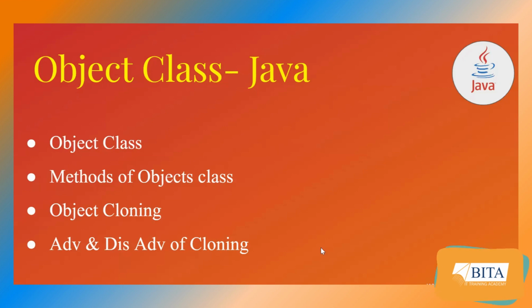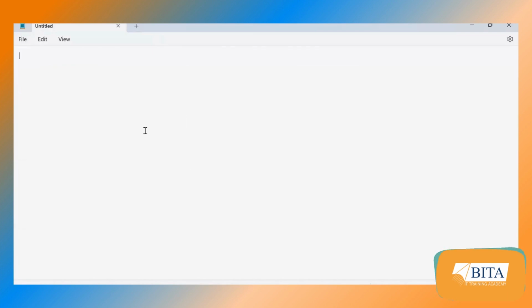So let me open a notepad. What are the methods of the Object class? So the first method is public final Class getClass. So this is the first method. What it will do is return the Class object of the object, and it is also used to get the metadata of the class.